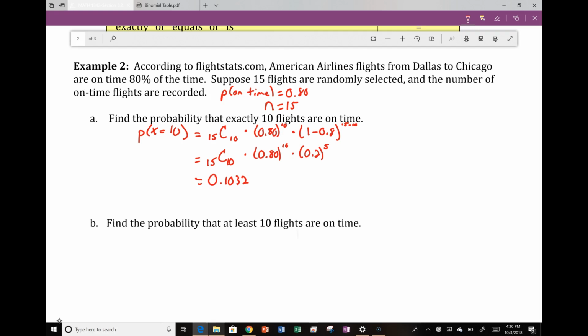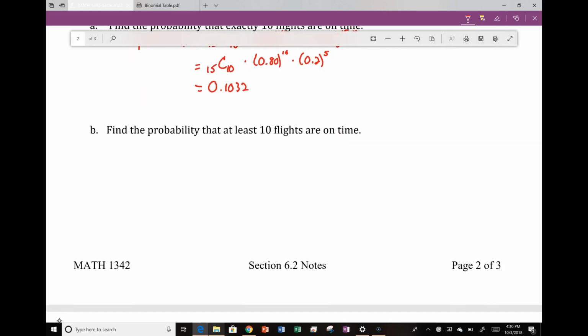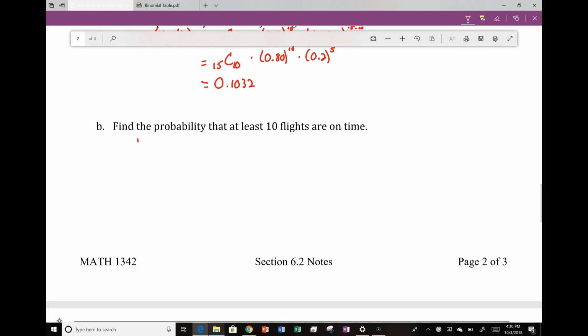Now let's look at part B. It wants the probability that at least 10 flights are on time. So we're looking at the probability that x is greater than or equal to 10. I want at least. What this indicates is we want the probability of 10 plus the probability of 11 plus the probability of 12 plus the probability of 13 of them being on time plus the probability of 14 plus the probability of 15.